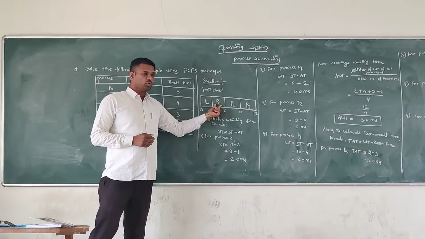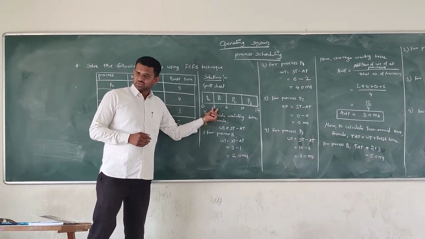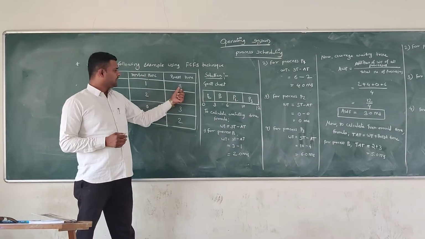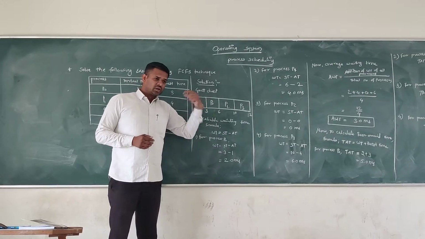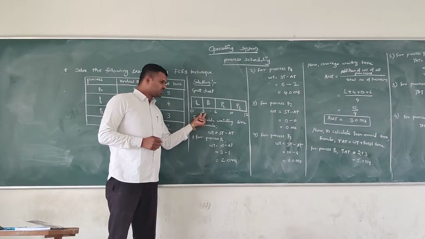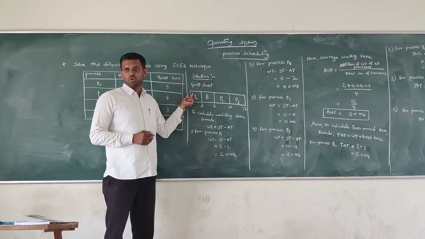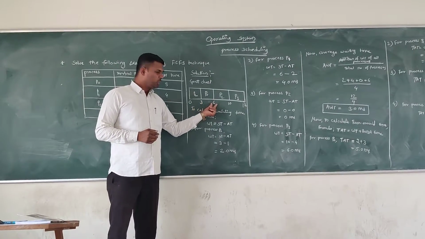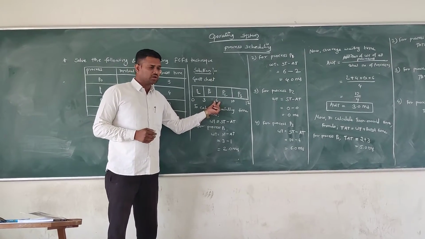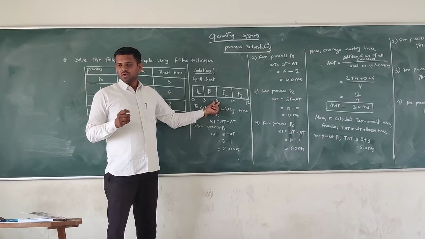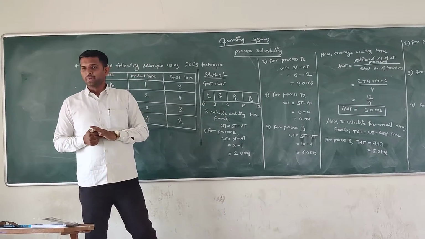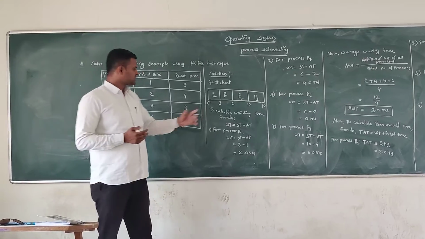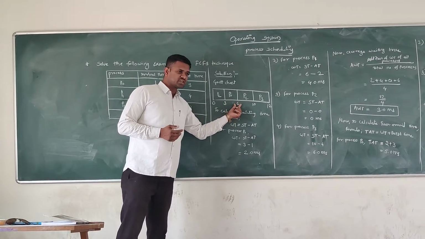Process P0 will start its execution from 3 milliseconds, and it has a burst time of 3 milliseconds. That means we have to add 3 more milliseconds to its start time. This 3 plus 3 goes up to 6 milliseconds, and when the CPU reaches 6 milliseconds, process P0 will complete its execution.